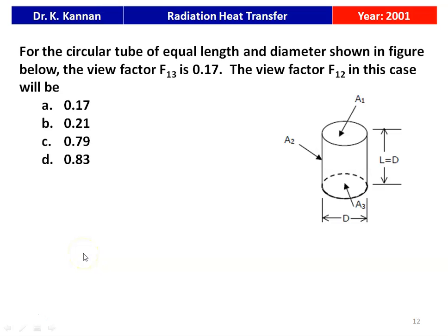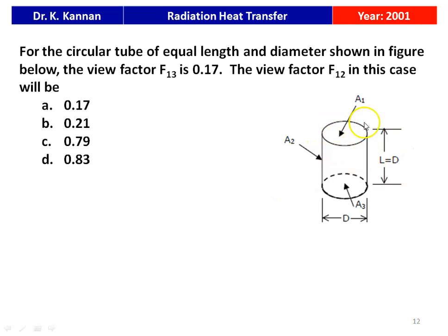Next question from 2001 question paper: for a circular tube of equal length and diameter shown in the figure below, the view factor F13 equals 0.17. The view factor F12 in this case will be, we have four options: 0.17, 0.21, 0.79 and 0.83. So let's look at the geometry.